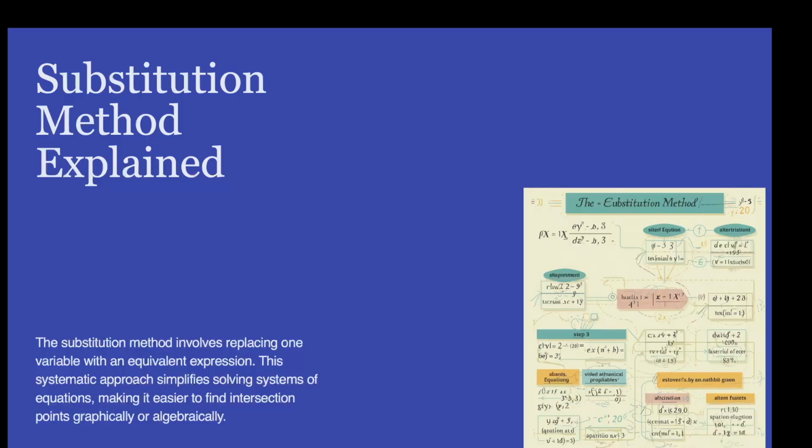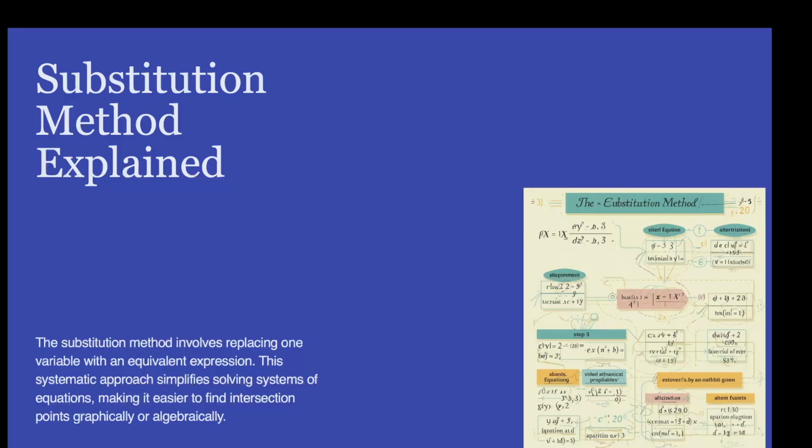I'll be talking about the substitution method, so we start by solving one equation. For example, there are two equations, right? We start by solving one equation for a single variable. Then we substitute this variable into the other equation. This reduces the system to one equation with only one variable, making it easier to solve.